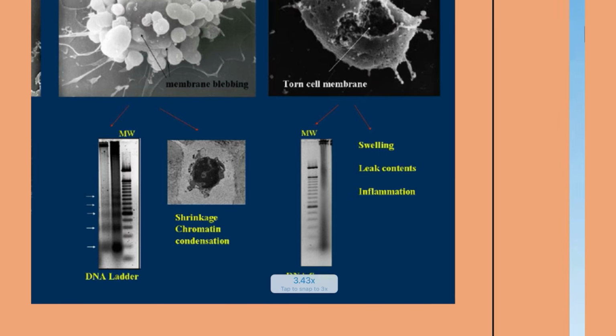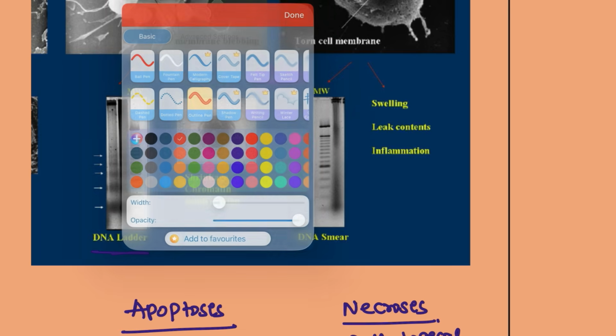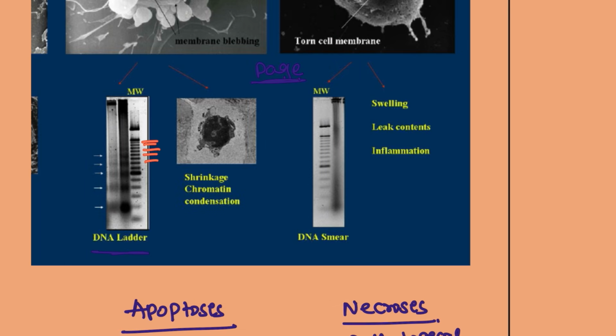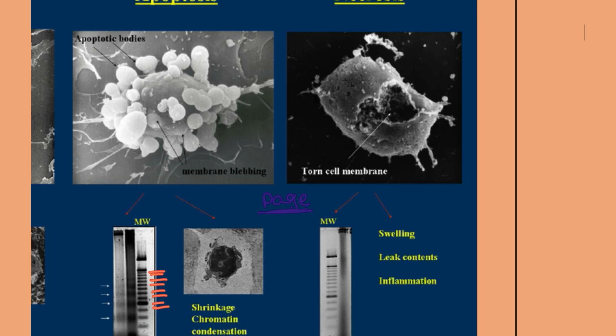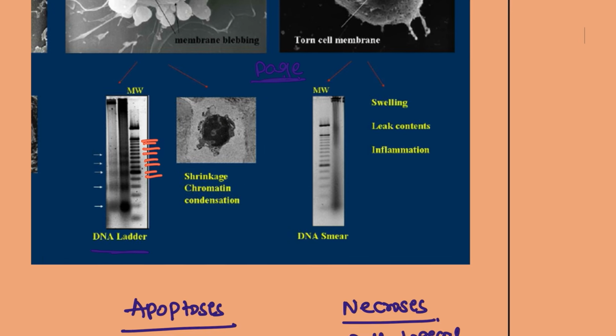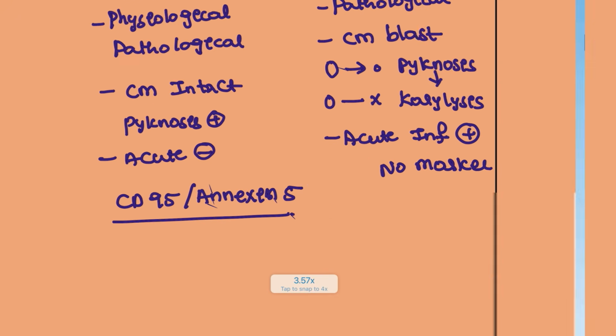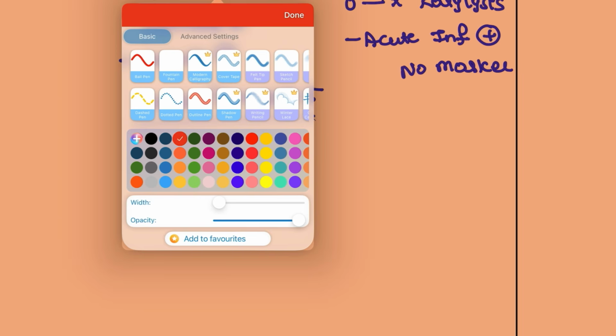And on gel electrophoresis, this is a test that we do, known as the PAGE test, like a spectrometry test. So the DNA ladder pattern: here you can see this is a ladder pattern, right? This ladder pattern is seen in apoptosis. And in necrosis, you are just going to see smearing, with inflammation and leaky contents.